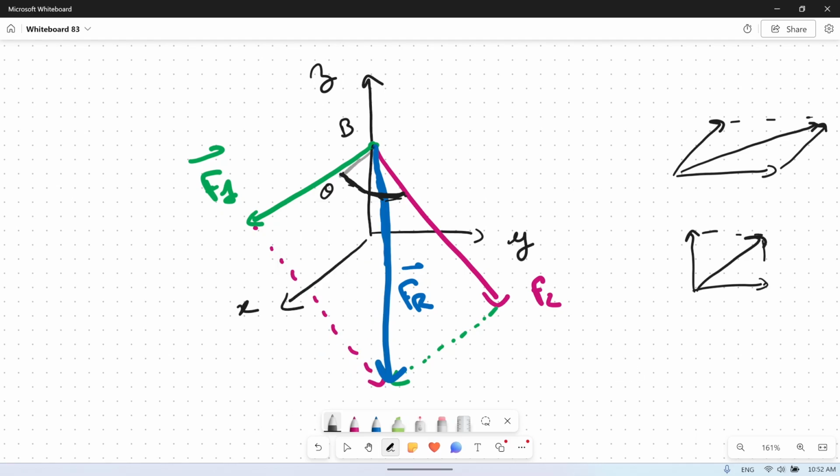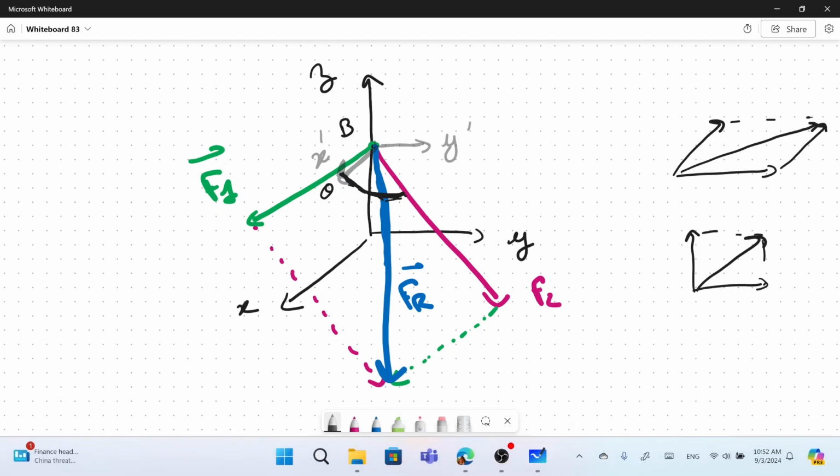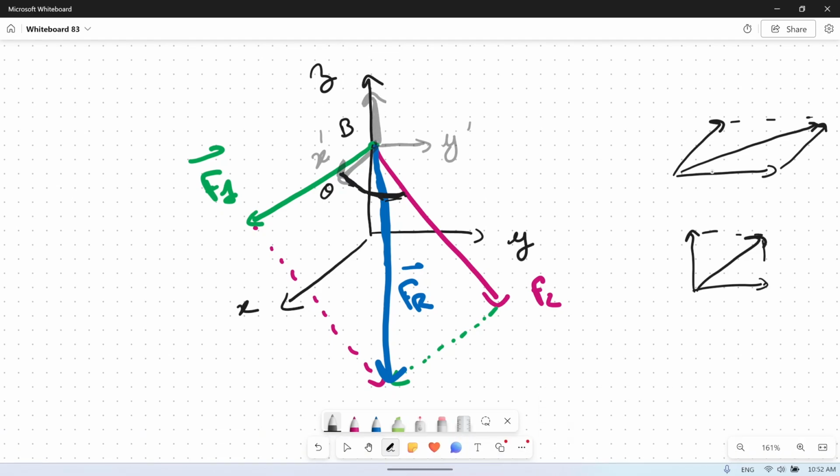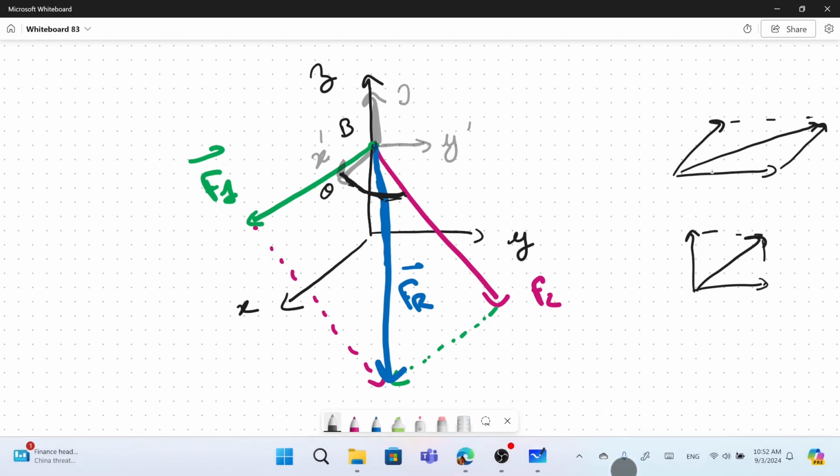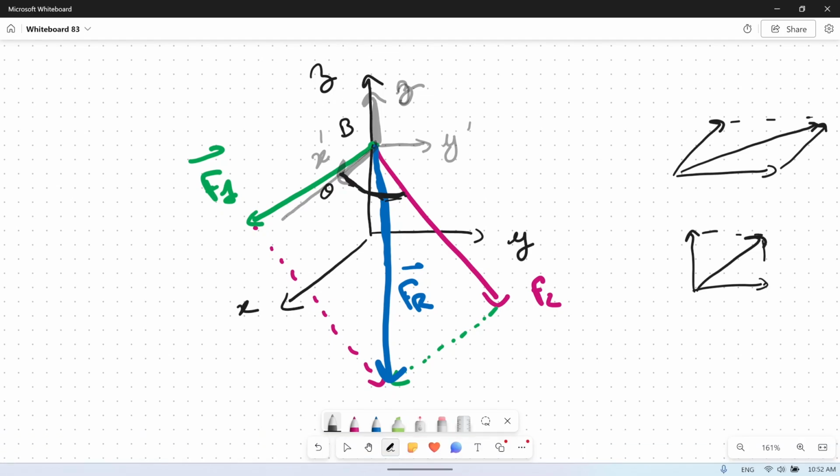The X prime, the Y prime, and Z is the same because B is on the Z axis. So this is your Z. Your angles alpha, beta, and gamma are from the X prime, Y prime, and Z. In this case, just Z. So we will have these axes. Let me draw X prime a little bit longer.